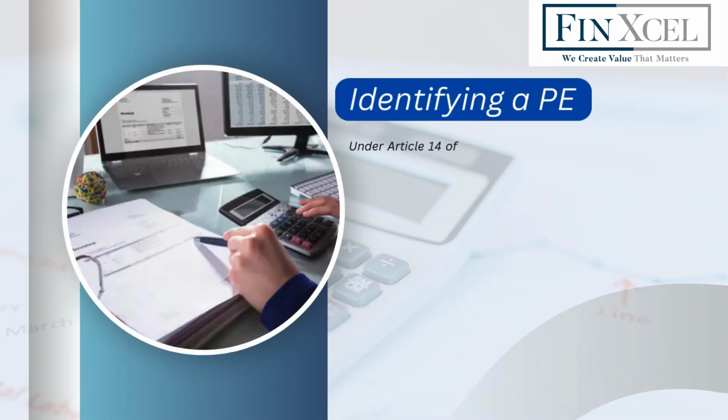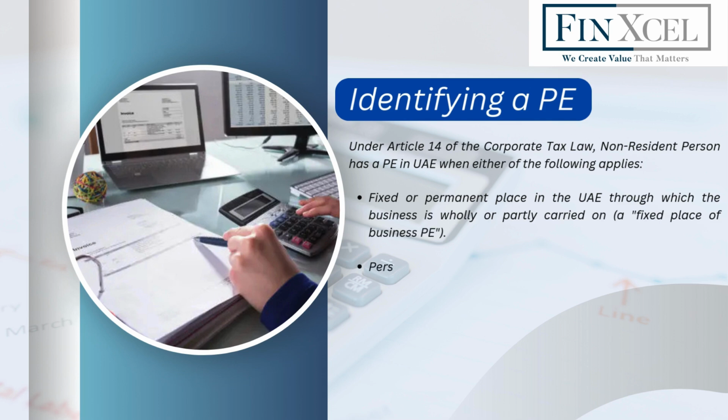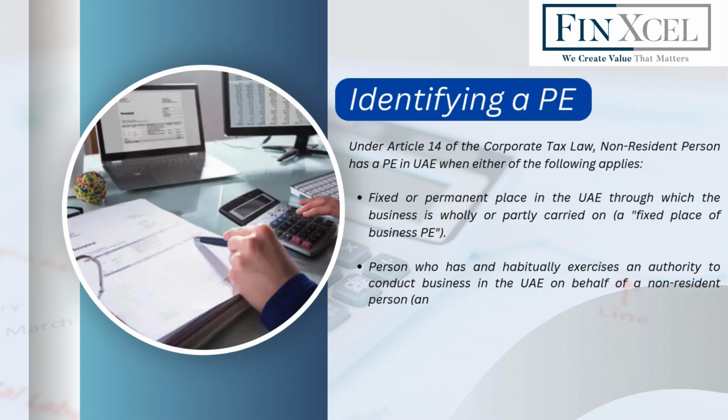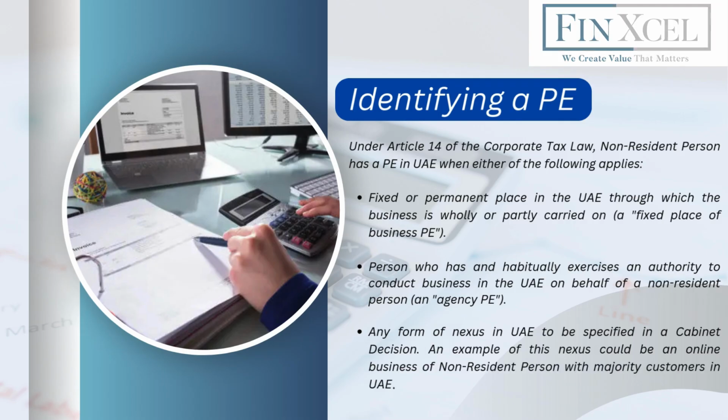Under Article 14 of the corporate tax law, a non-resident person has a PE in UAE when either of the following applies: a fixed or permanent place in the UAE through which the business is wholly or partly carried on, a fixed place of business PE; or a person who has and habitually exercises an authority to conduct business in the UAE on behalf of a non-resident person, an agency PE. Any form of nexus in UAE may be specified in a cabinet decision. An example of this nexus could be an online business of a non-resident person with majority customers in UAE.